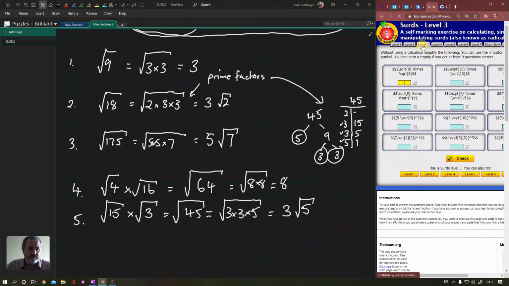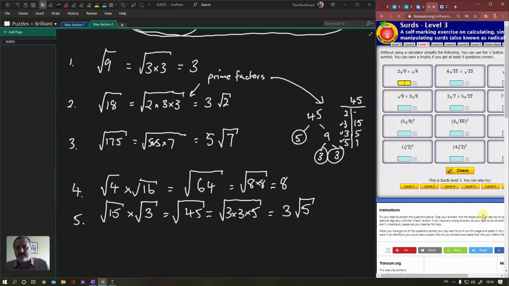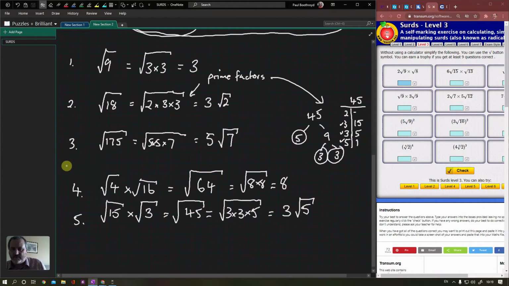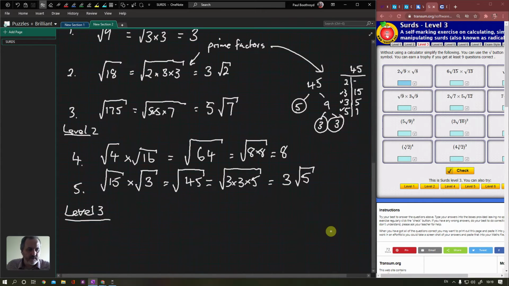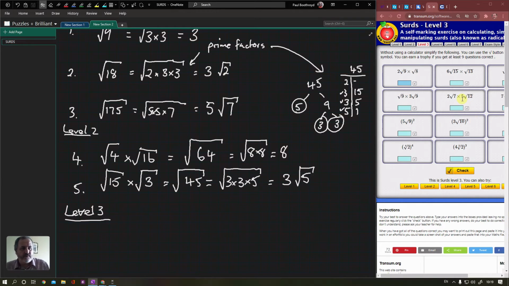Next sort of question. So that's, if you want to separate these out, I would suggest maybe do a section. So that's level 1. That's level 2. And let's look for level 3. So this is where they're going to start combining things together. Let's look for that one first.